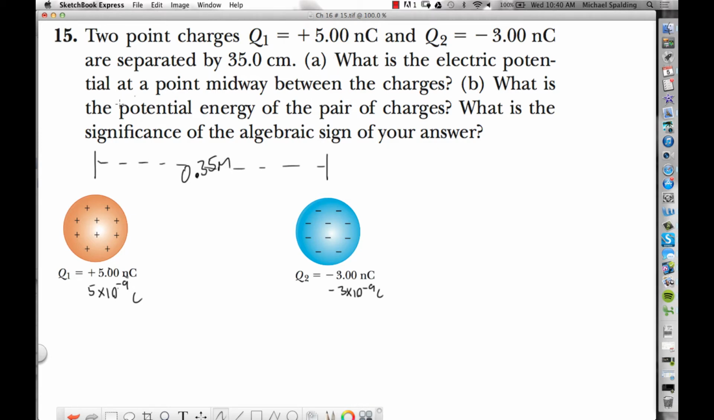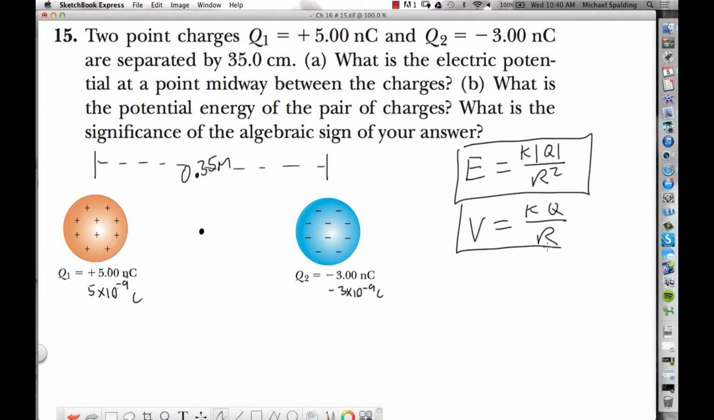All right, first question. What is the electric potential at a point midway between the charges? So directly in the middle. Now look, I like to point out here, last chapter you learned how to calculate electric field at a point. The equation for electric field is KQ over R squared. Electric potential is KQ over R. Very similar equations. Which one of these is way more difficult to deal with? Electric field.